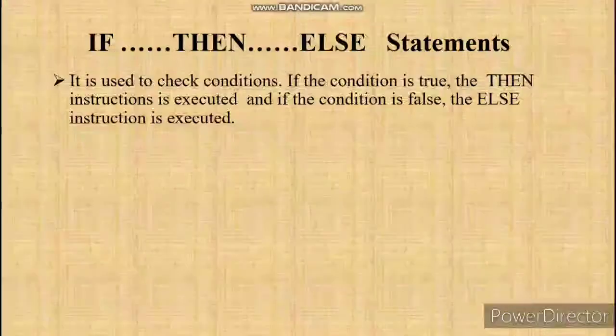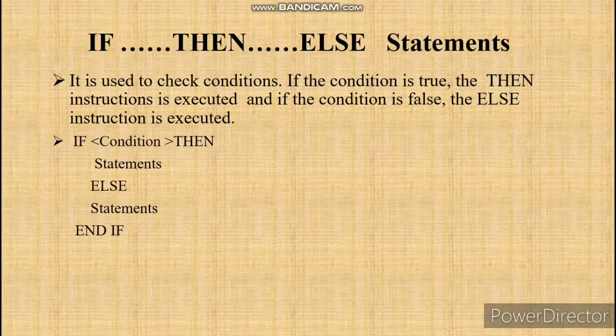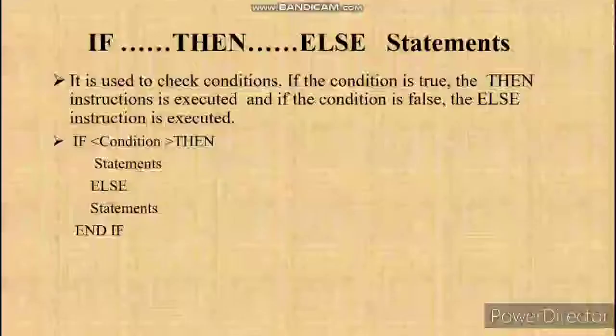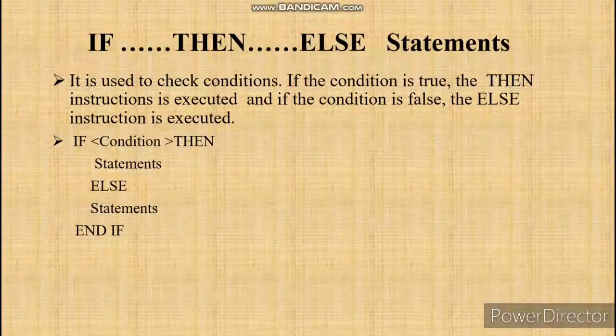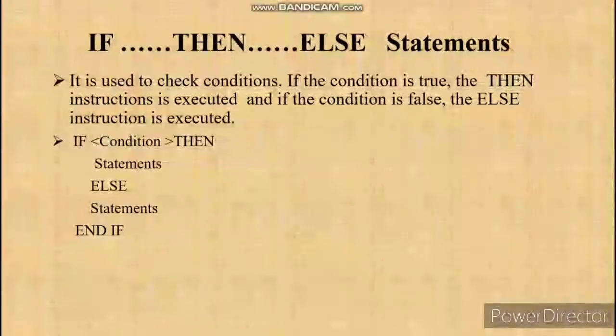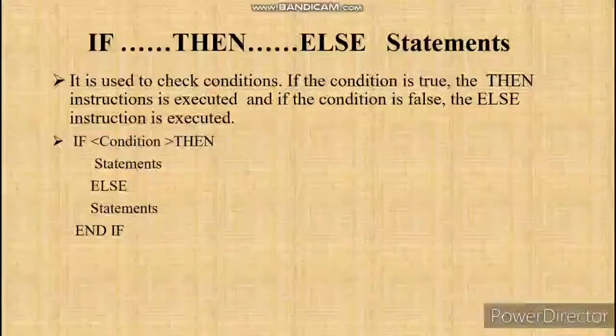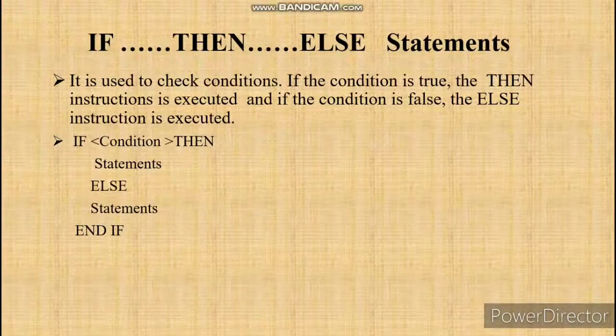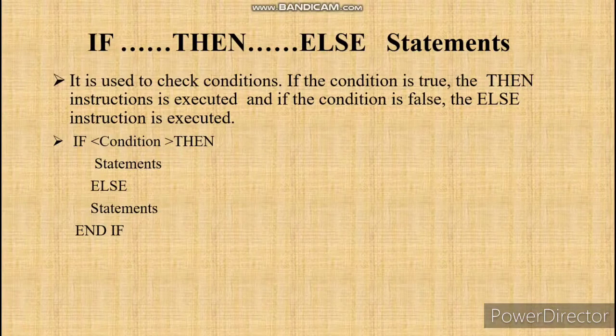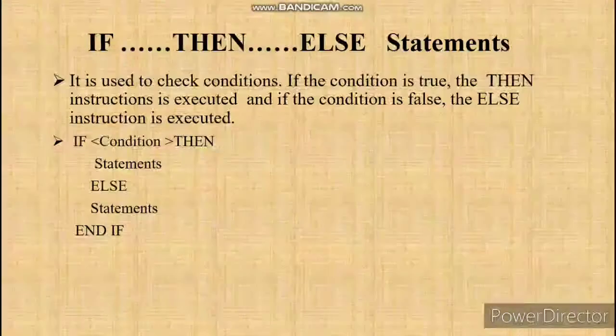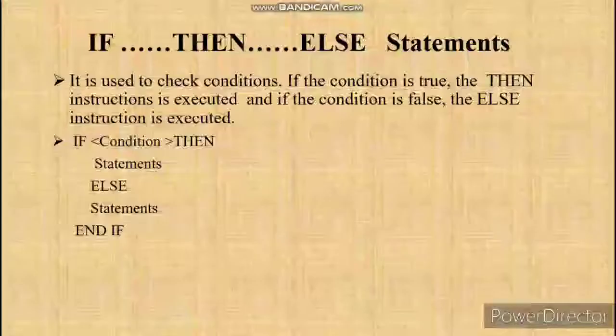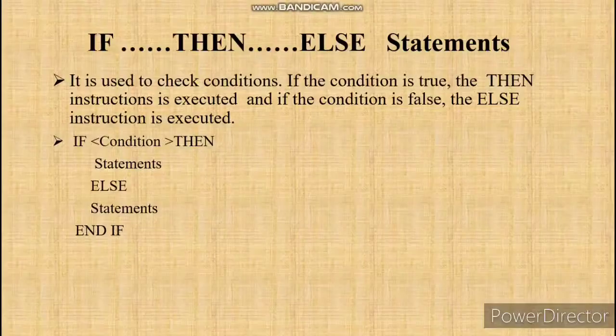The structure of the if then else statement is: in the first line you type if, after if give the condition, after the condition type then. In the second line, type the statement which you want to display if the condition is true. Then else, and after else type the statement or display the message which you want to display when the condition is false, and at last write end if. Right? This is the structure of the if then else statement. I hope you understand.